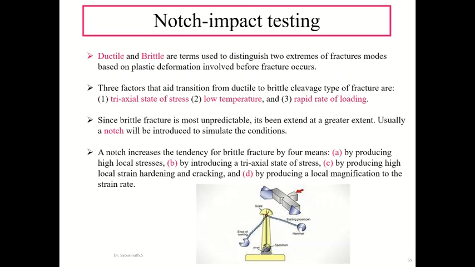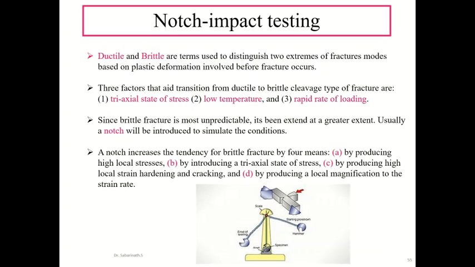Welcome. So last video we have seen the different modes of fracture, about ductile and brittle fracture, and about the stress concentration, and also the next is impact testing or notch impact testing. So this testing technique is used to measure the impact energy required to fracture a material.